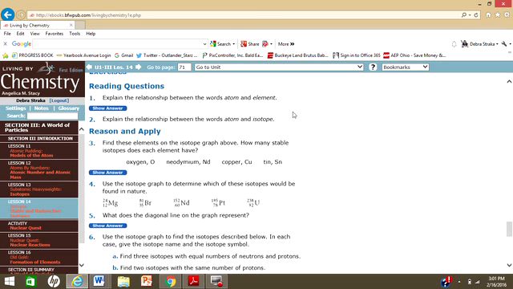So questions number 1 and 2, you're explaining the relationship between the word atom and element in number 1 and the word atom and isotope in number 2. So take a few minutes. They're asking for more than the definition here. They're asking you how they're related. So you can hit pause and answer those 2 questions.